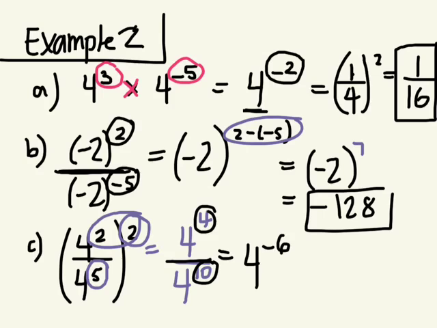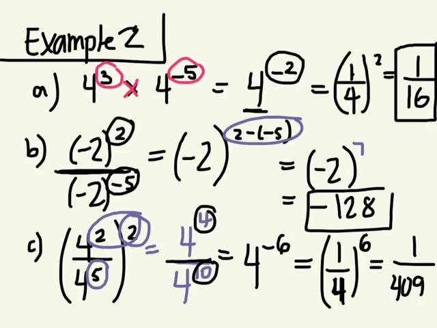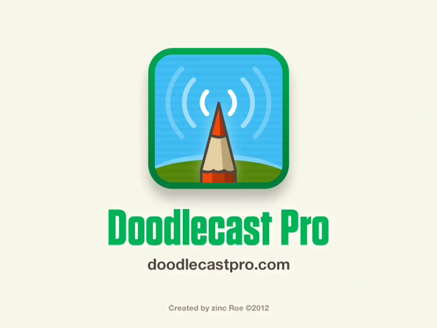How do I turn this into a power with a positive exponent? What's the reciprocal of 4, Elikia? The reciprocal of the base is 1 over 4, and all to the power of 6. What's 1 to the power of 6? What's 4 to the power of 6? 4096.